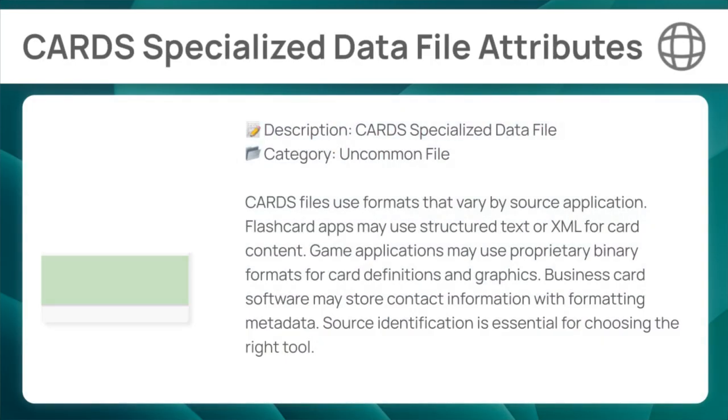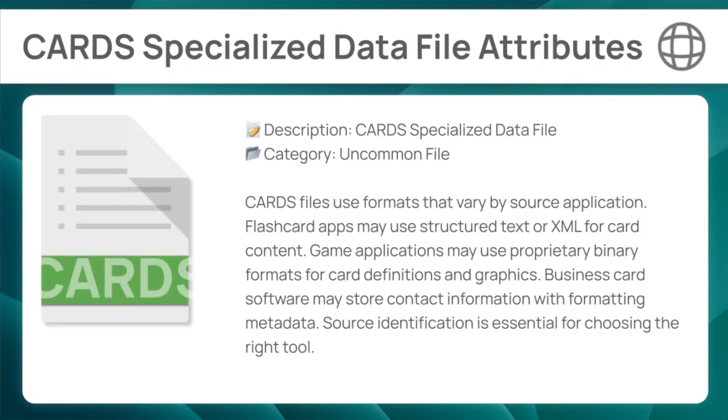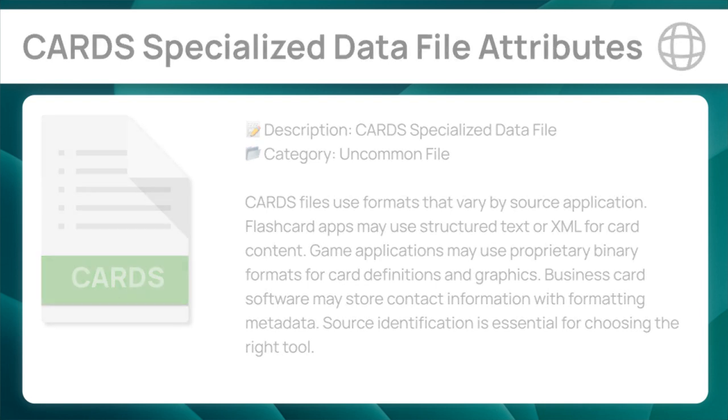Cards files use formats that vary by source application. Flashcard apps may use structured text or XML for card content. Game applications may use proprietary binary formats for card definitions and graphics. Business card software may store contact information with formatting metadata. Source identification is essential for choosing the right tool.